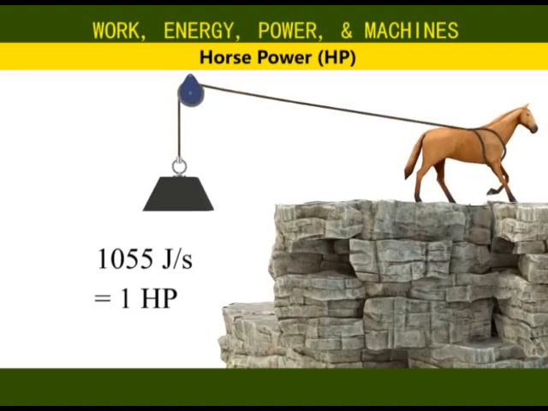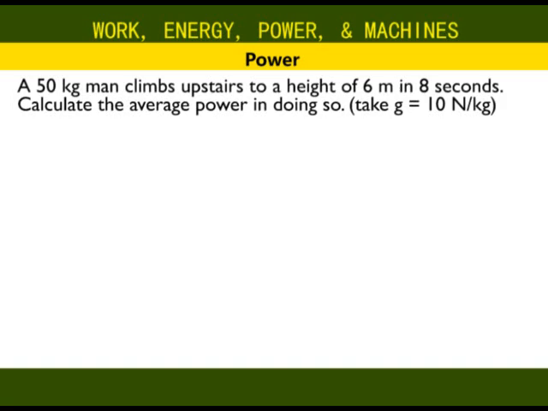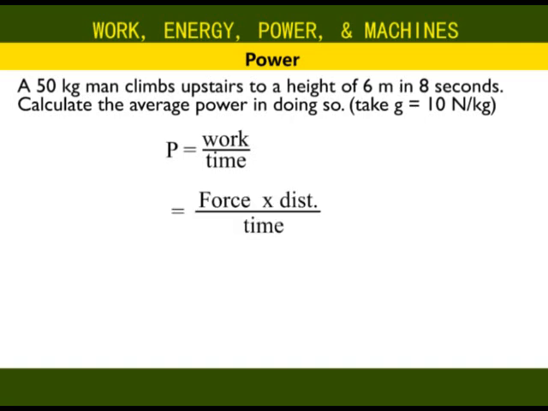Let's take an example. A 50-kilogram man climbs upstairs to a height of 6 meters in 8 seconds. Calculate the average power in doing so. Power is equal to work done over time. That is also equal to force times distance over time. 50 times 10 to convert into force, times 6 divided by 8, gives us 375 watts.